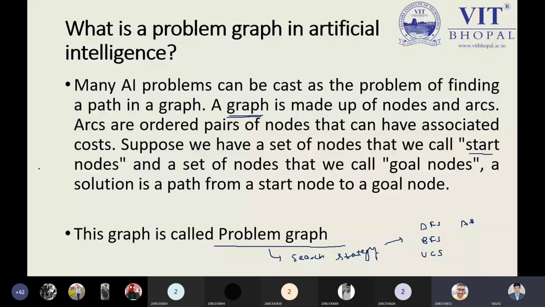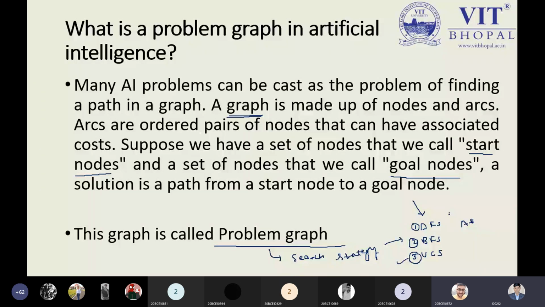Many things we have already seen, but here we are looking at everything from scratch. We are just revising properly. A solution is a path from the start node to the goal node, and we have already achieved this concept by DFS and BFS. But if you are talking about the cost, then UCS is more important. In DFS and BFS, the cost was not mentioned clearly.